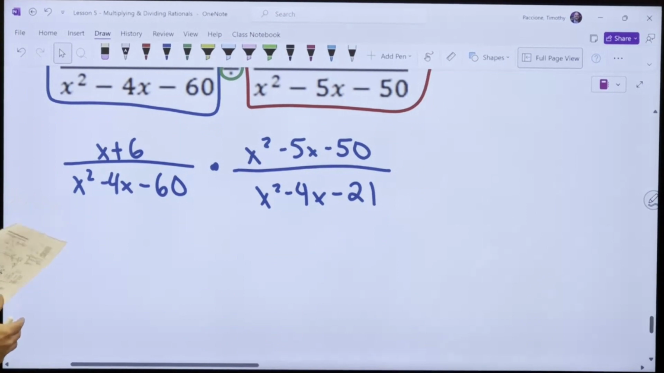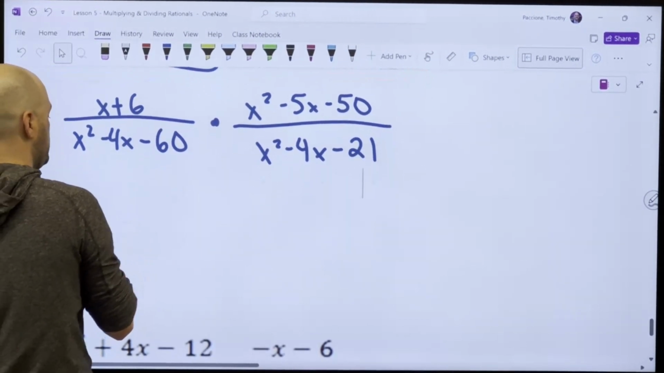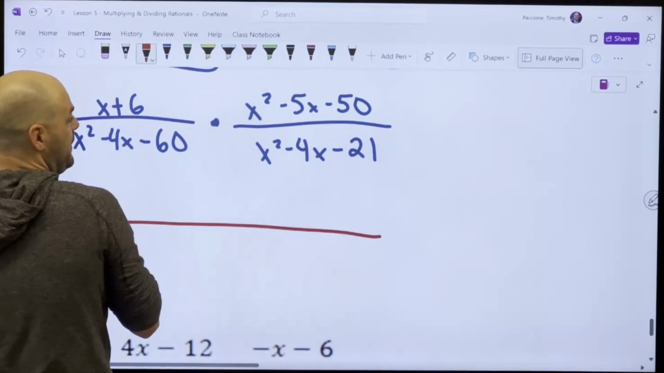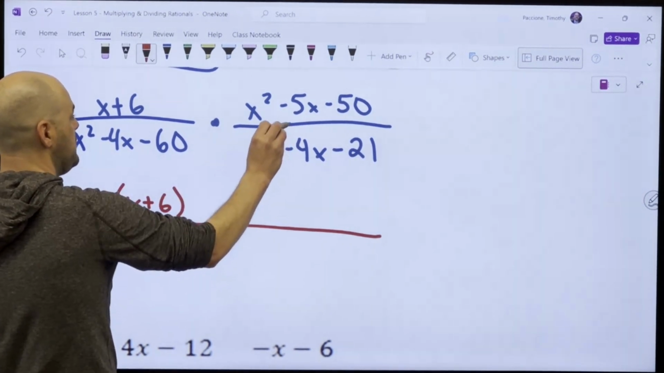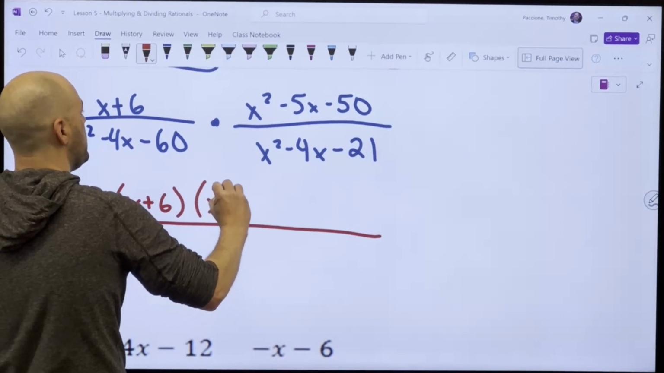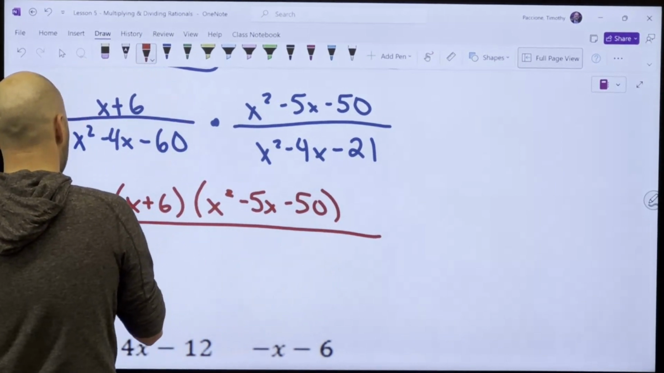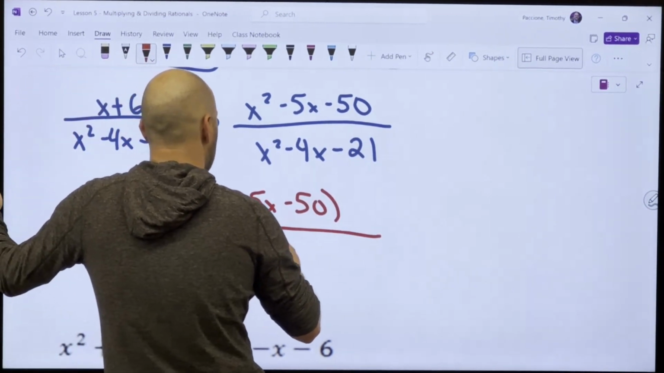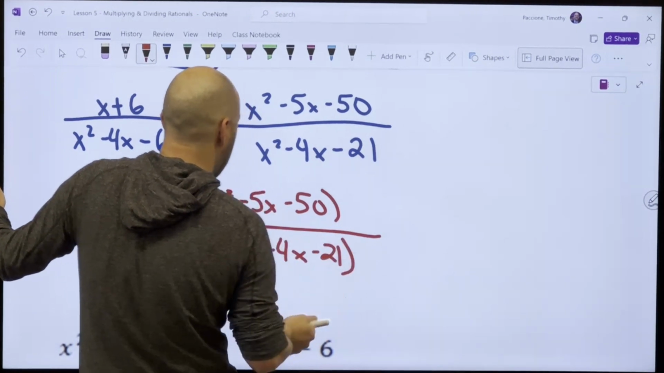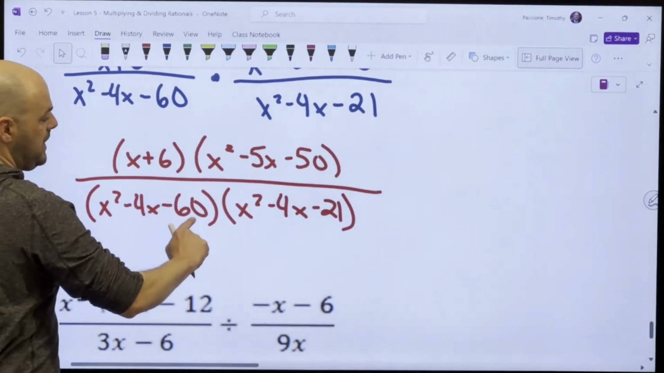Okay, now, we said we're going to make it one big fraction, and then we're going to factor it out, right? So this will be a big fraction. What's on this side on the top? X plus 6, and then on this side, x squared minus 5x minus 50. On the bottom, I have x squared minus 4x minus 60, and then x squared minus 4x minus 21. Now, there's a few things I need to factor here, right? I need to factor that. I need to factor that. I need to factor that.